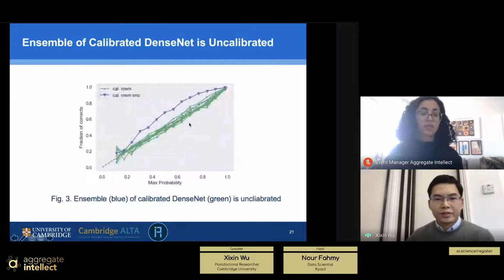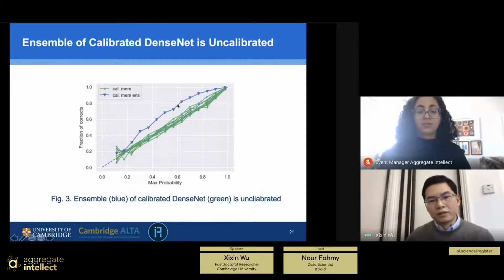So back to our previous DenseNet trained on CIFAR 100. Now we have 10 DenseNet 100 networks trained on CIFAR 100, and these networks are already calibrated with temperature annealing. We can see that these green lines represent the calibrated DenseNet. But if we combine them together as an ensemble, we can find that the ensemble is less confident. For the bin of 0.6, the accuracy is as high as nearly 0.8, so it is less confident. Of course, we don't want the network to be overconfident, and we also don't want the network to be underconfident.